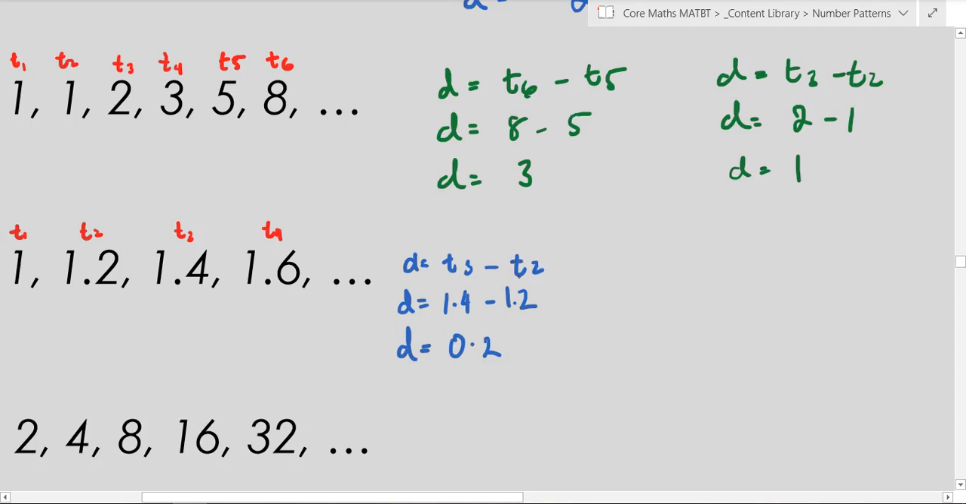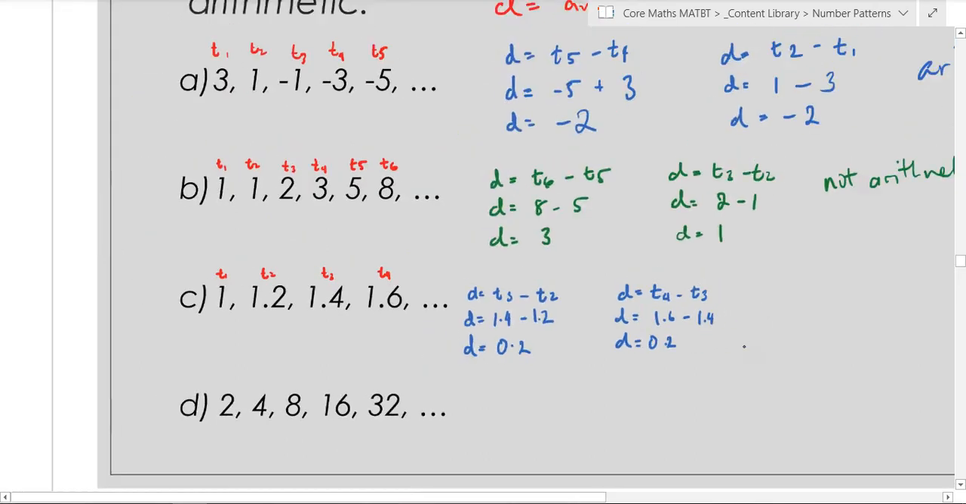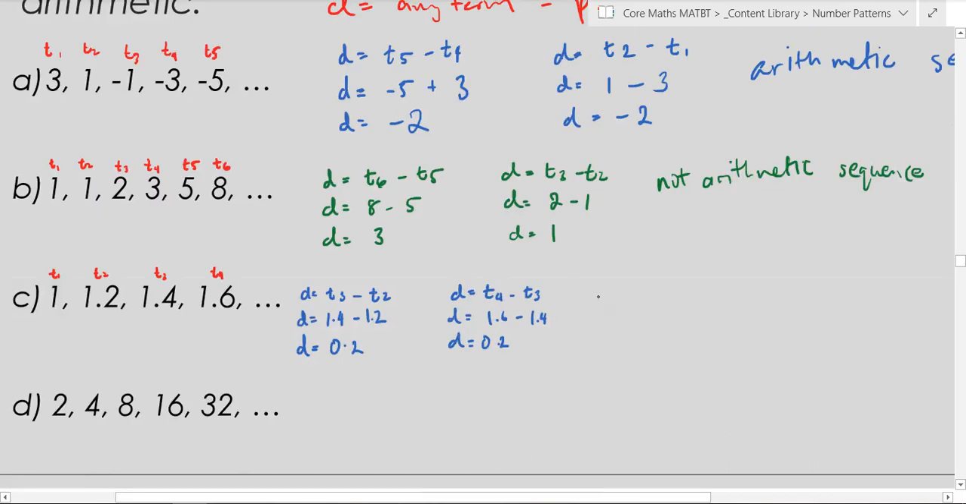Okay, let's try another one. We'll go T4, take away T3. So that would be 1.6 take away 1.4, so 0.2. Okay, so that should be an arithmetic sequence.